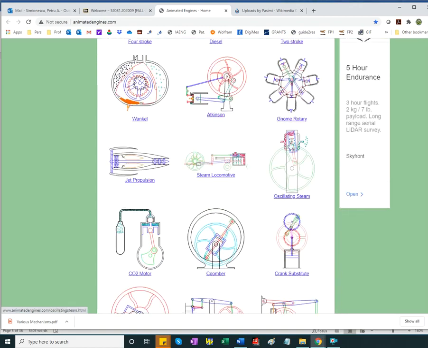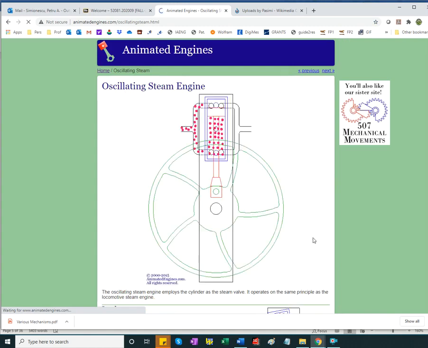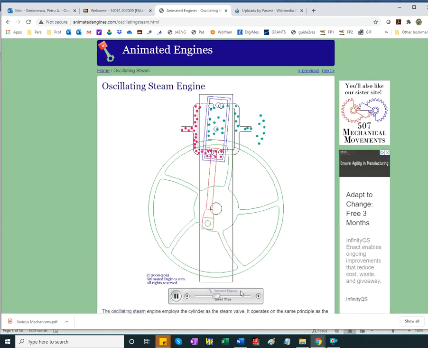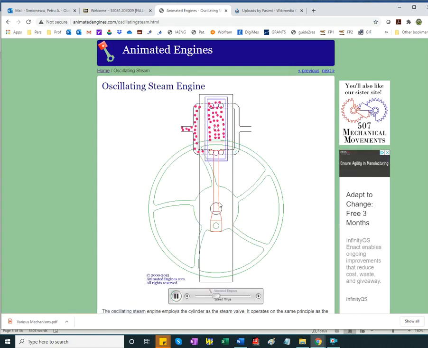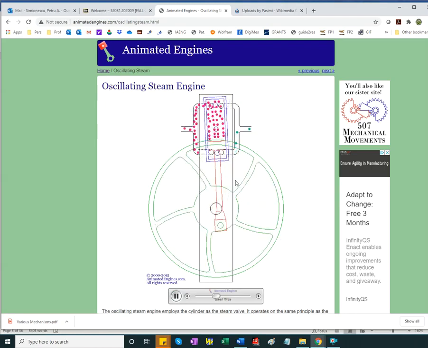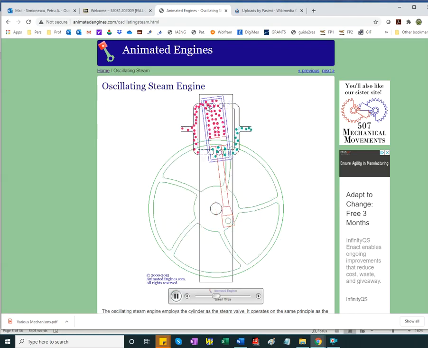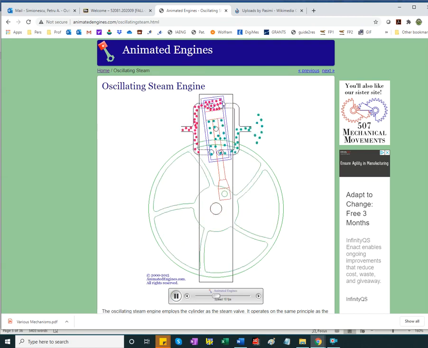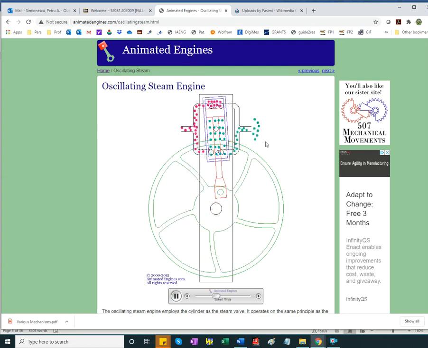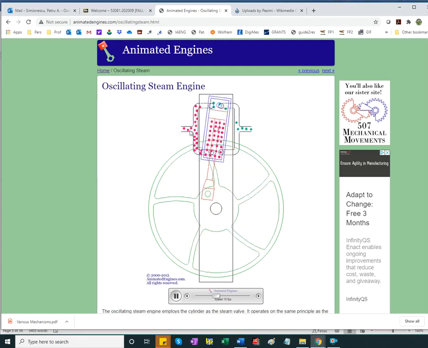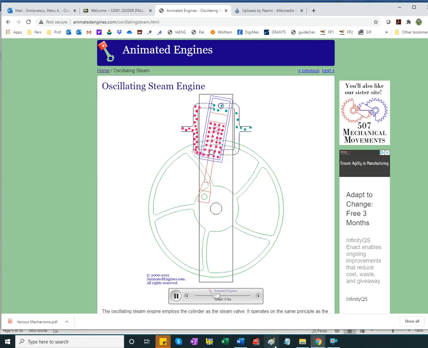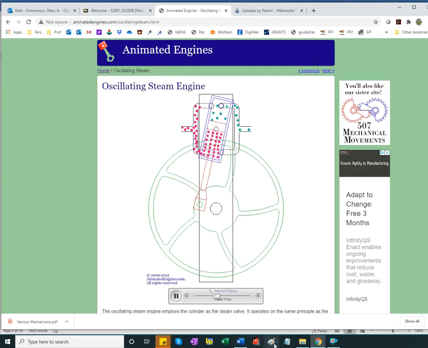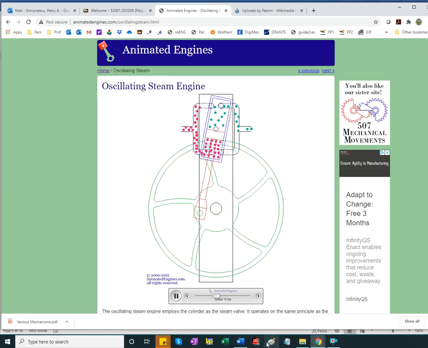Okay, it's this one. But they overdrew the oscillating steam. They overdrew the flywheel. But yeah, you can see the cylinder oscillating, and by doing so, it gets connected to either the source of high pressure or low pressure. Could be again steam, or could be compressed air, compressed carbon dioxide.